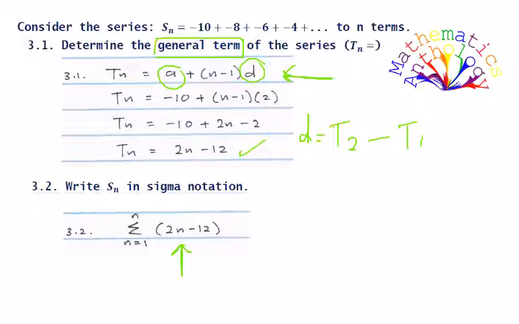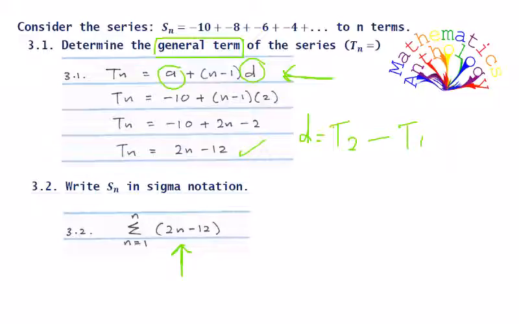3.2, write Sn in sigma notation. The first thing you do here is you write your sigma sign. On the right of the sigma sign, you need to have your general term formula, which we worked out above, which is 2n minus 12. That goes there. Now the n at the bottom, you can't just assume it starts with n is equal to 0 or n is equal to 1. You just need to check which one it starts with.